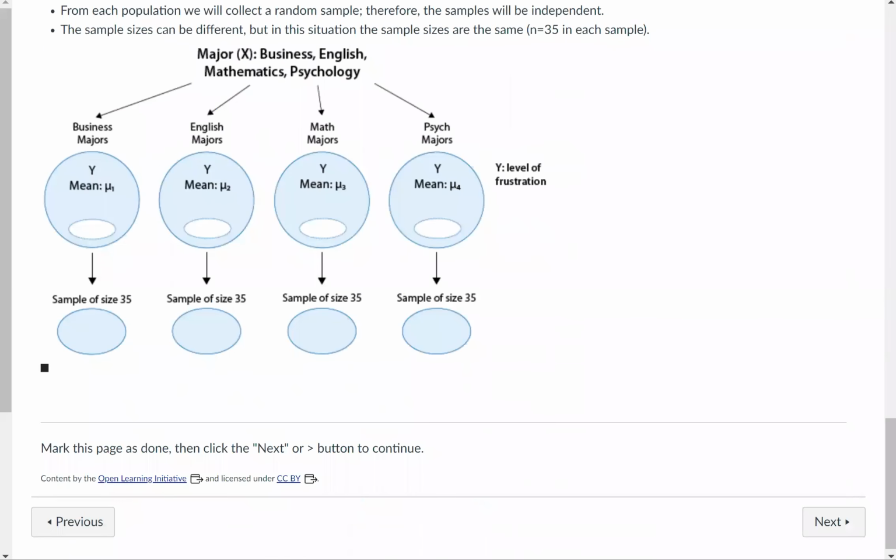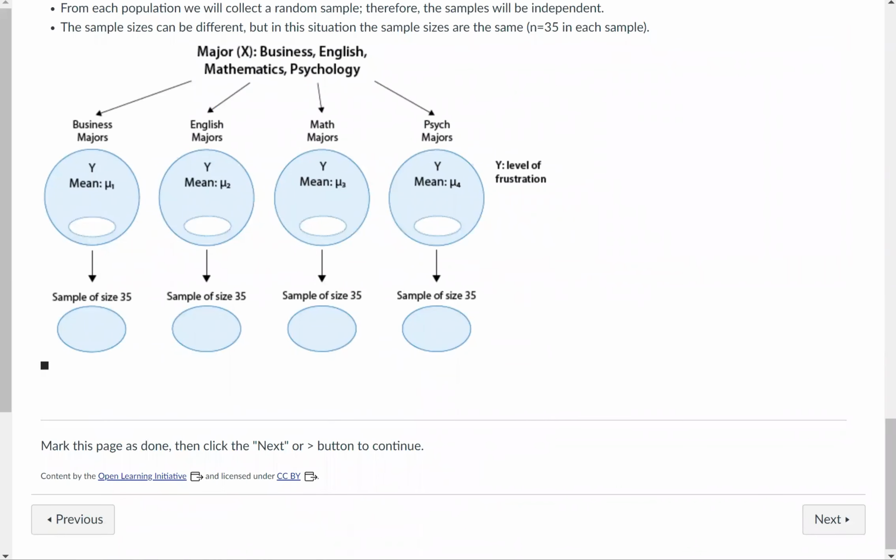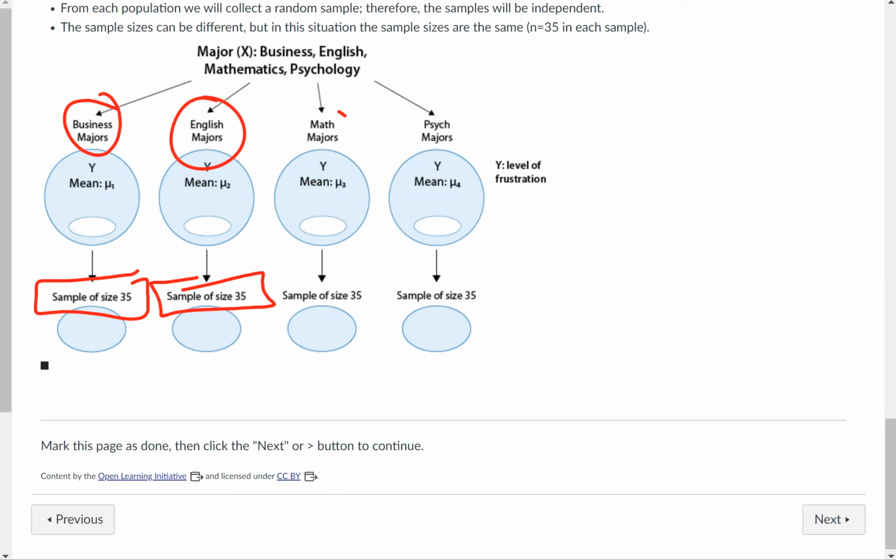Now let's look down at these. N equals 35. The sample size of business majors is 35. Sample size of English majors, same. Math majors, same. All 35. If they were different sizes, we would still be able to do the analysis that we'll describe. These two examples on this page give you an idea of why or when you might want to compare more than two means. Here both examples had 4 means, but sometimes it could be 3, it could be 5, it could be more.